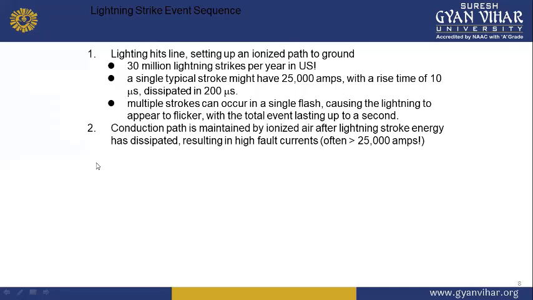Now, multiple strokes can occur in a single flash, causing the lightning to appear to flicker, with a total event lasting up to a second. The conduction path is maintained by ionized air after the lightning stroke energy has dissipated.